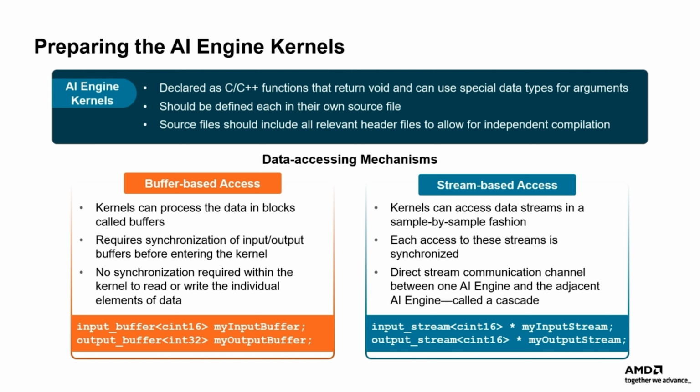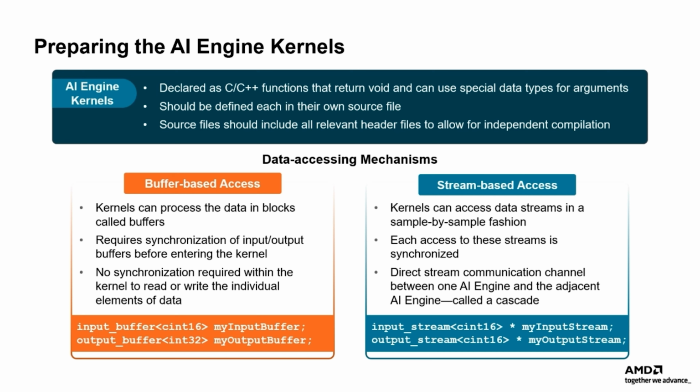The example here shows the declaration of an input buffer carrying complex integers where the real and imaginary parts are both 16 bits wide, and an output buffer carrying 32-bit integers. It is also possible to have overlap from one block of input to the next.